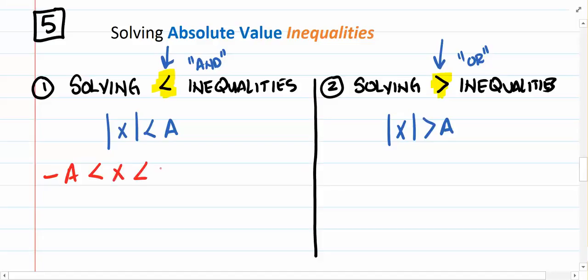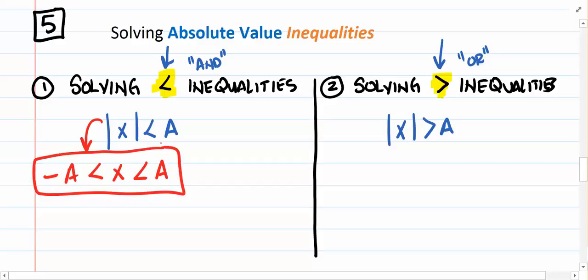So this is how you get rid of the absolute value sign, and you solve just a regular old inequality. So you take whatever's on the right hand side, you make it negative, bring it over, and write a compound inequality. Because that makes sense. It's an and statement. So I'm between two values. I'm between the positive and the negative value. That makes sense. How do you solve it for an or statement?